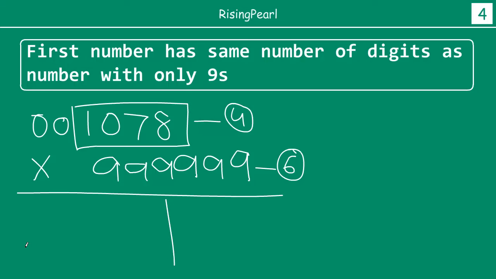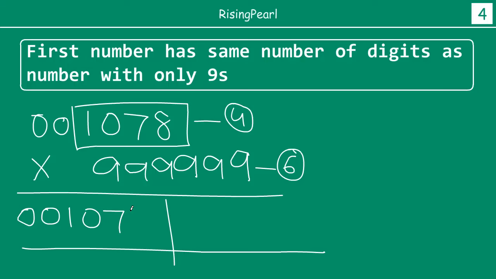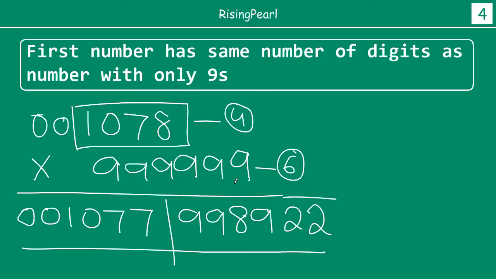We know there are two parts to this answer. So this will be 001078 minus 1, which is 001077. 9 minus 0 is 9, 9 minus 0 is 9, 9 minus 1 is 8, 9 minus 0 is 9, 9 minus 7 is 2, 9 minus 7 is 2. So this multiplication, which is 1078 times 6 nines, 999999, will be equal to 1077998922. Isn't that fabulous? I sure think this is amazing, and I hope that you also find this very interesting.